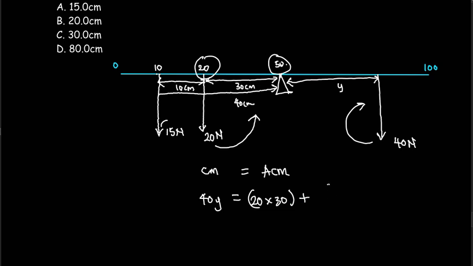plus 15 Newton times what? Not times 10 cm, times 40 cm, the distance from the pivot. 15 times 40, so 40y. 20 times 30 is what? 2 times 3 is 6, so this is 600. 15 times 40. What about 15 times 40? I'm going to leave 5 aside. 10 times 40 is 400. 400 times 5 is what? 400 times 5 is 2000.